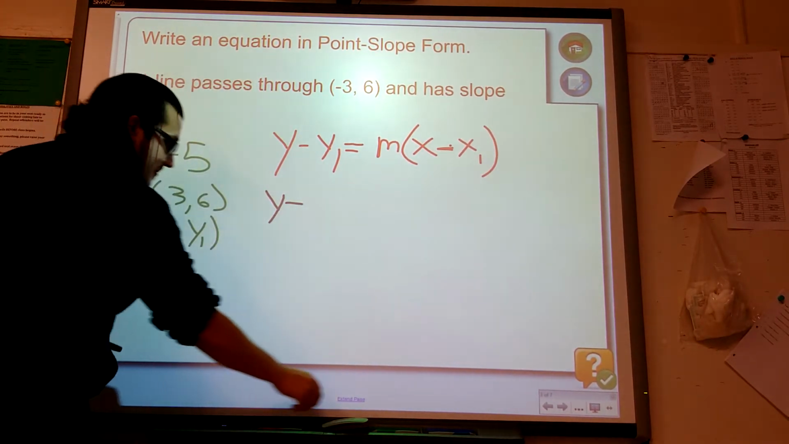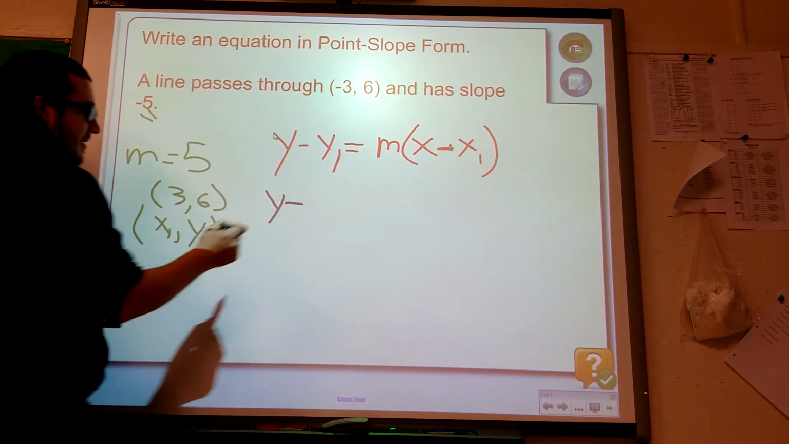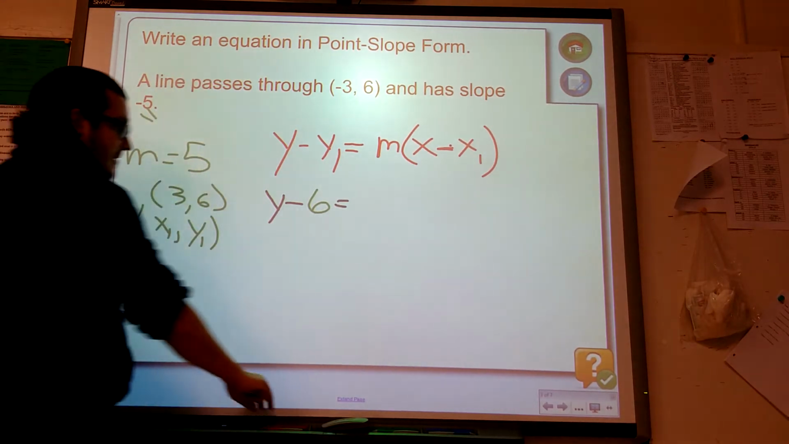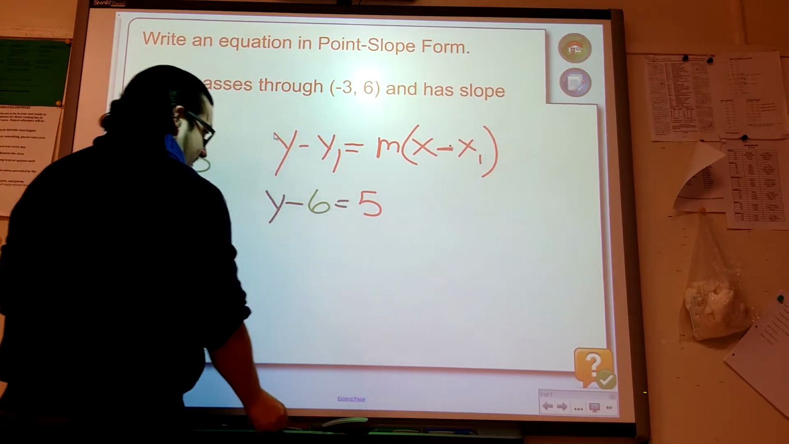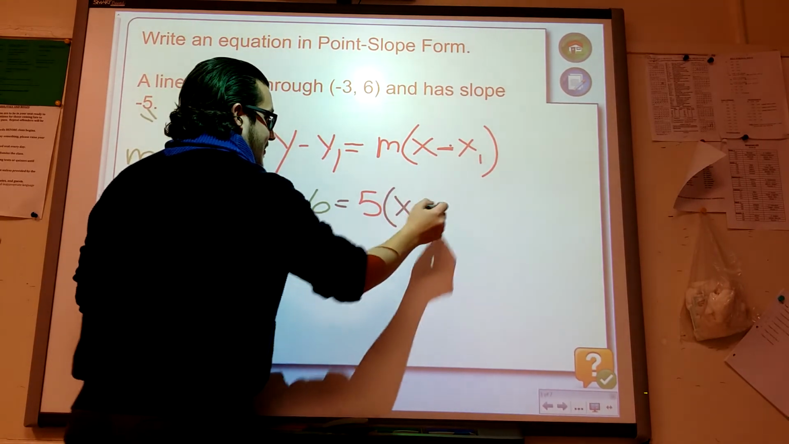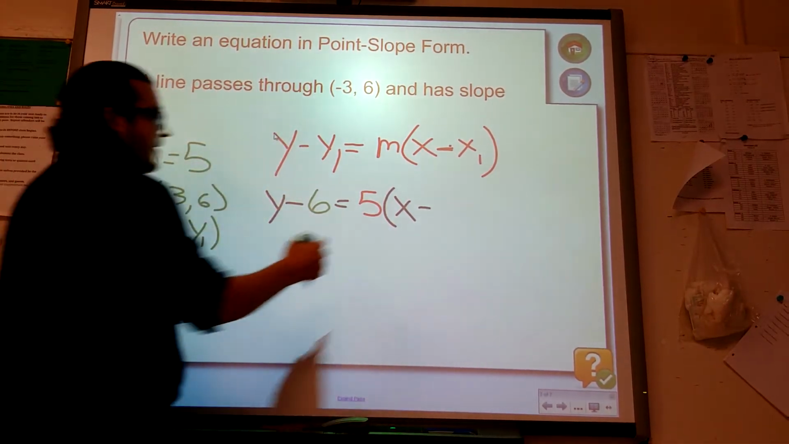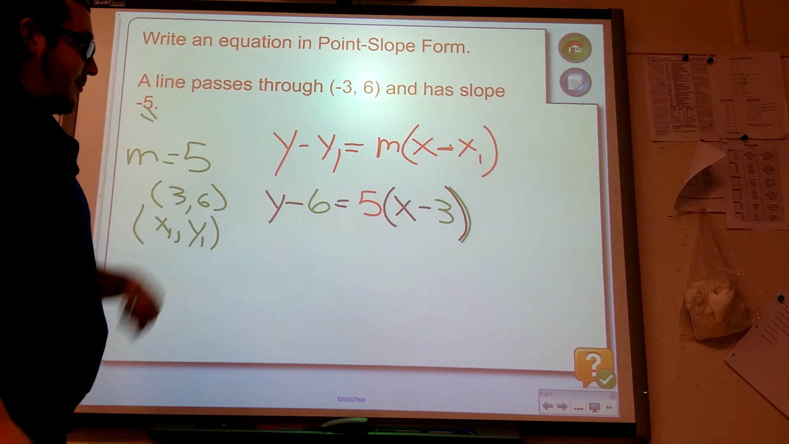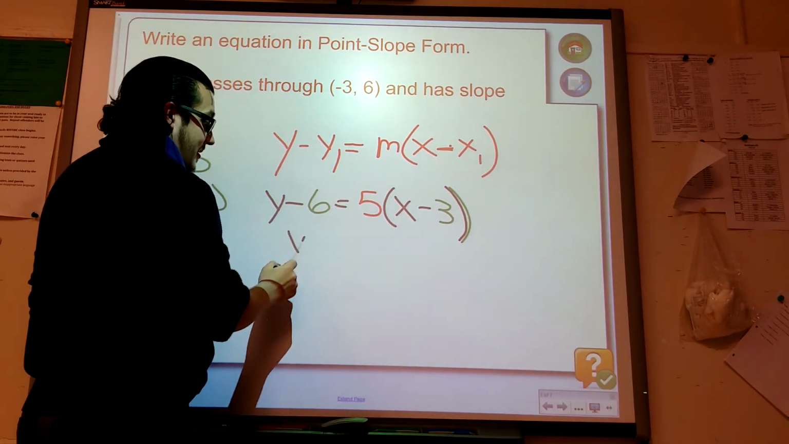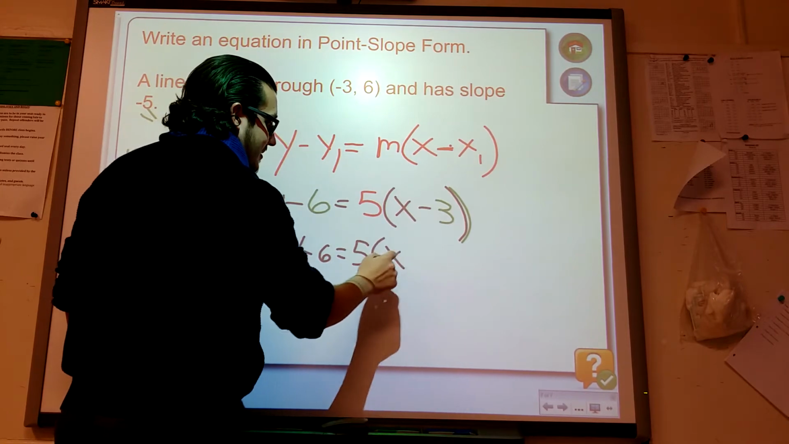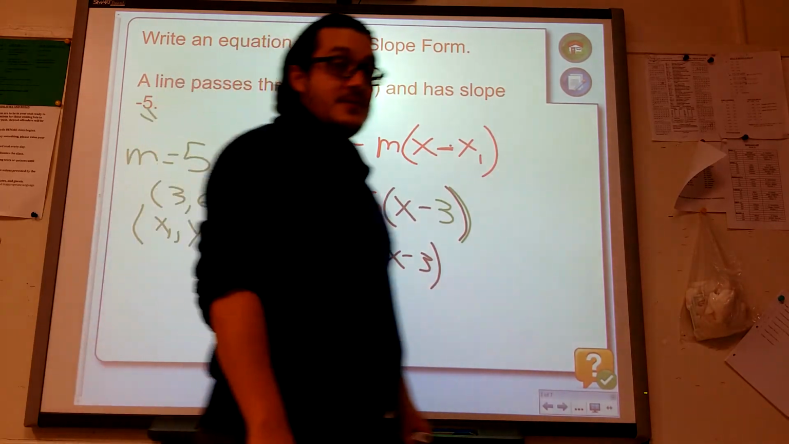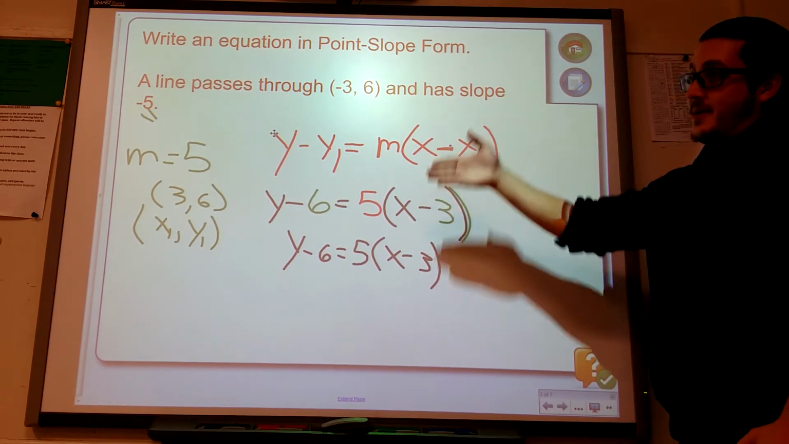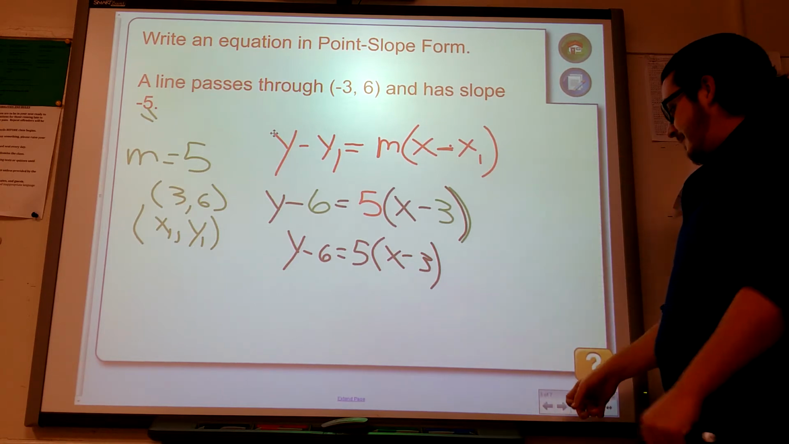Y minus our y1, which is 6, equals our slope, negative 5. Parentheses, x minus, and our x1 is negative 3. I'll close that off. And we're in our formula. So, just to rewrite it in solid form, y minus 6 equals negative 5 times x minus negative 3. And we're good. All you've got to do is plug in. Plug in for our x1, y1, plug in our slope. Bam, we've got it in our form.